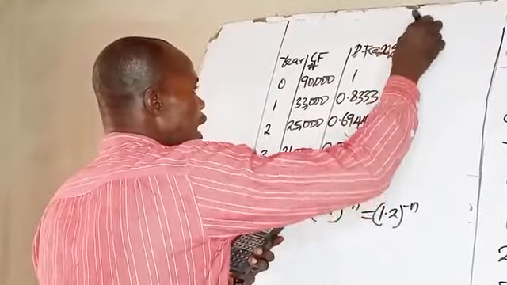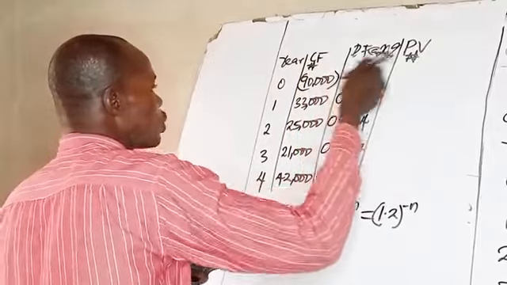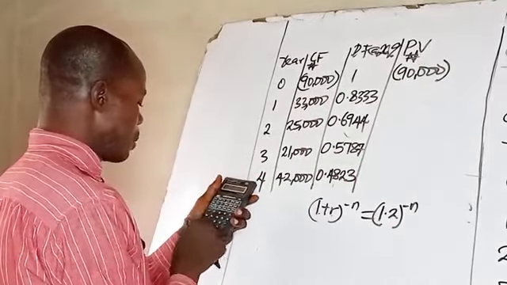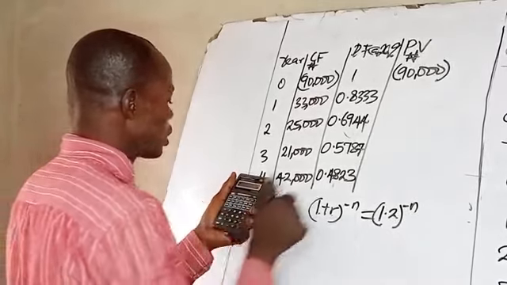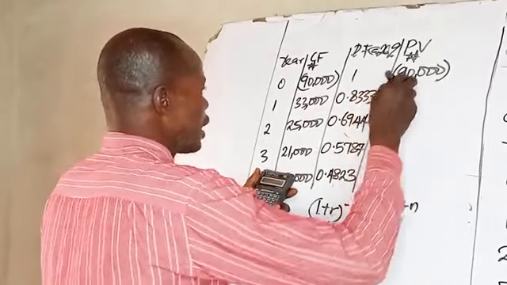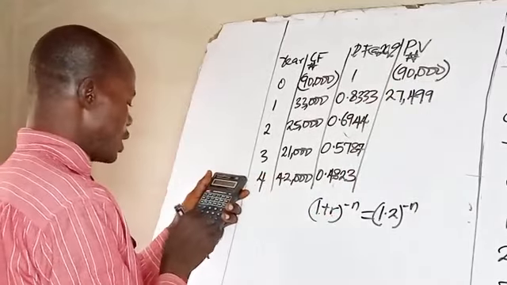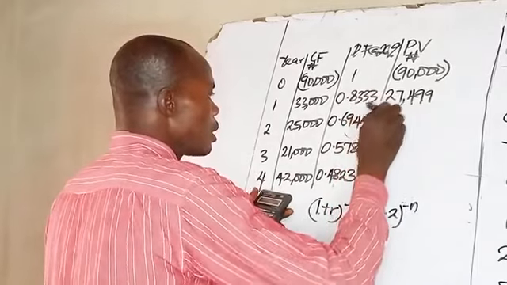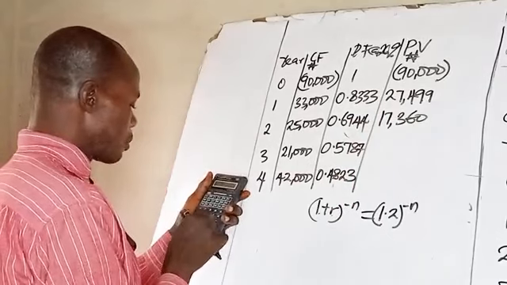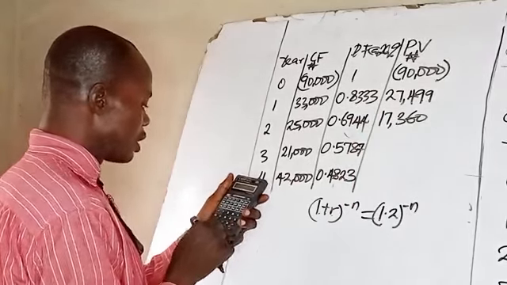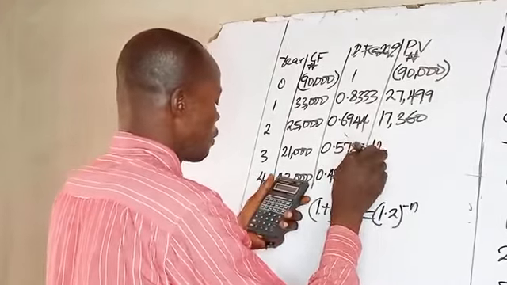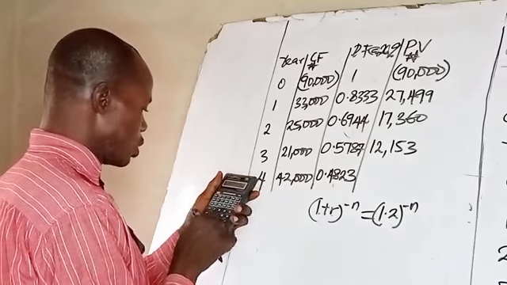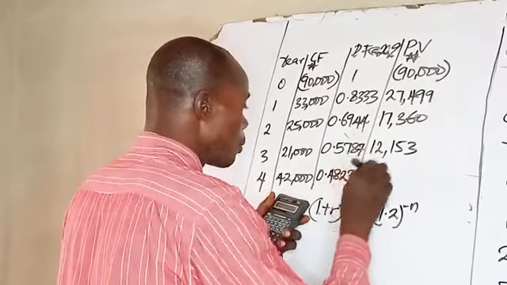Now, let's calculate the present value. 90,000 negative times 1 will be minus 90,000. Year 1, 33,000 times 0.8333 gives us 27,499. Year 2, 25,000 times 0.6944 gives us 17,360. Year 3, 21,000 times 0.5787 gives us 12,153. Year 4, 42,000 times 0.4823 gives us 20,257.